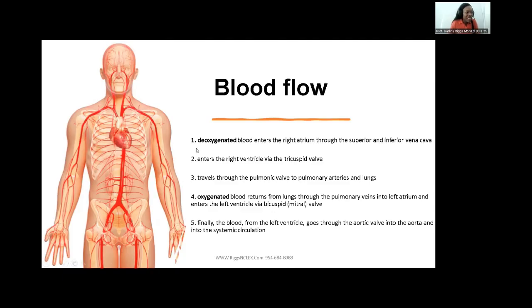Okay, so blood flow. Deoxygenated blood enters the right atrium through the superior and inferior vena cava, like you saw earlier. Okay, it enters the right ventricle via the tricuspid valve, travels through the pulmonic valve to the pulmonary arteries and lungs. And of course, exchange happens. Oxygenated blood returns from the lungs through the pulmonary veins and into the atrium and enters the left ventricle via the bicuspid, also known as the mitral. Okay, and then as the blood enters that left ventricle, it goes through the aortic valve, and then the entire system gets oxygenated.